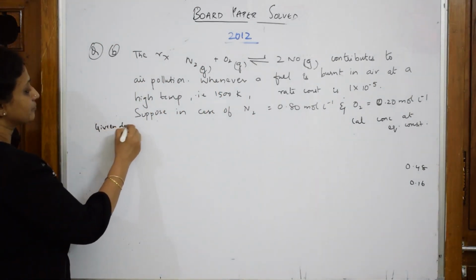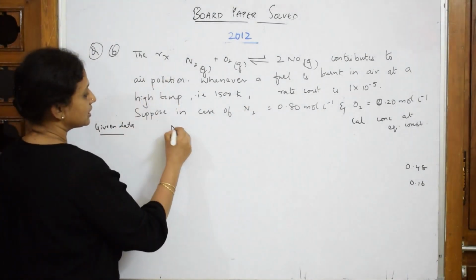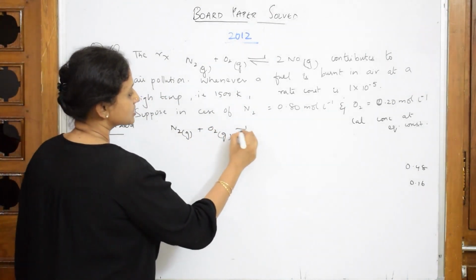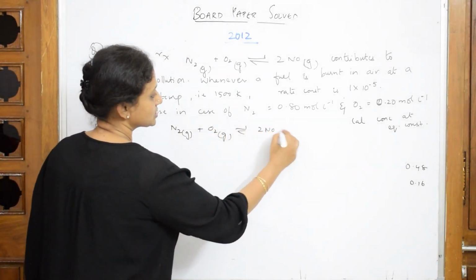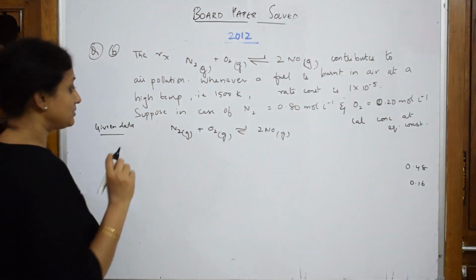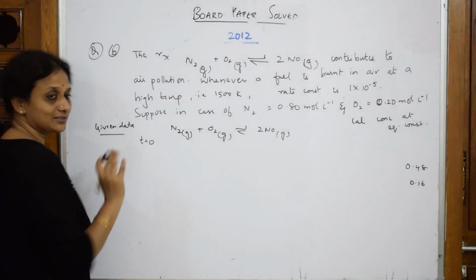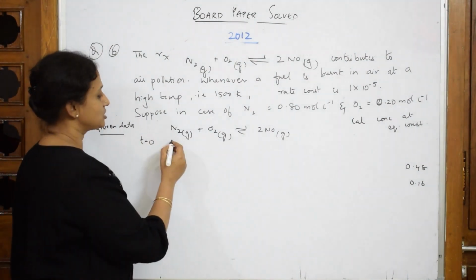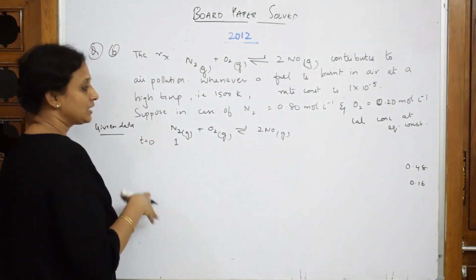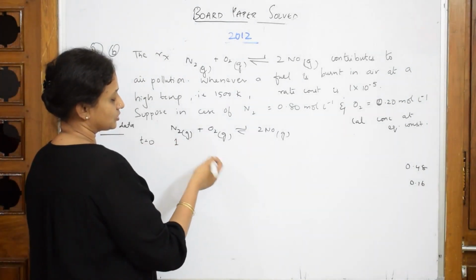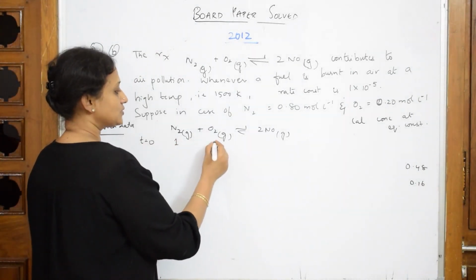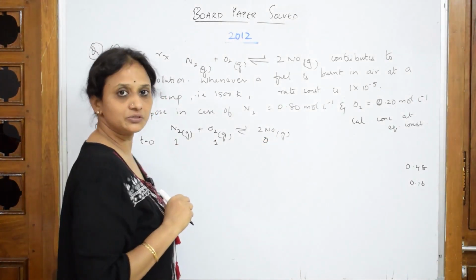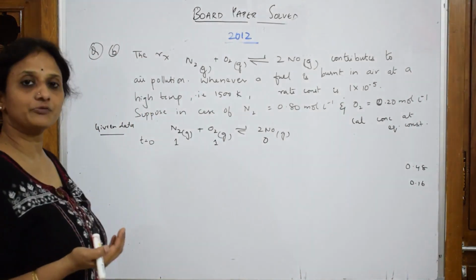Given data. This is N2 gaseous state, this is oxygen gaseous state, which are in equilibrium, and you get NO gaseous state. Basically, when the time is 0, initially I have started the reaction. Let us assume the concentration of N2 is 1, simple, and the concentration of oxygen is also 1. Now NO will be 0, because initially T is equal to 0, and the products have not formed yet.